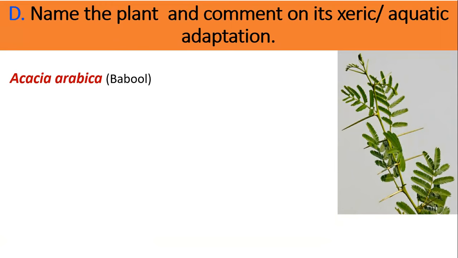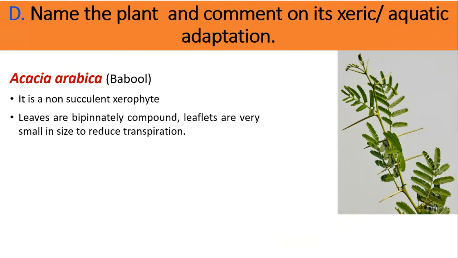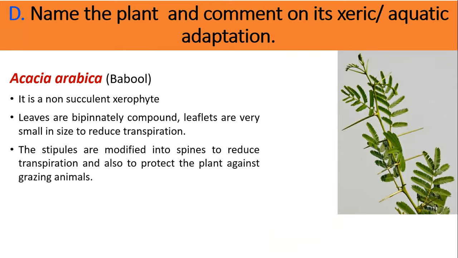The common name is babool. Big thorns, small leaves are the identifications for Acacia arabica. It is a non-succulent xerophyte. Non-succulent means it will not store any water. Leaves are bipinnately compound. Leaflets are very small in size to reduce transpiration. The stipules are modified into spines. The reason behind spine is two. One, to avoid transpiration. Second is to protect themselves from grazing animals.